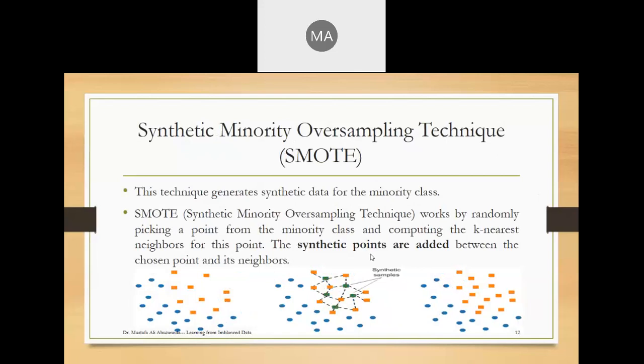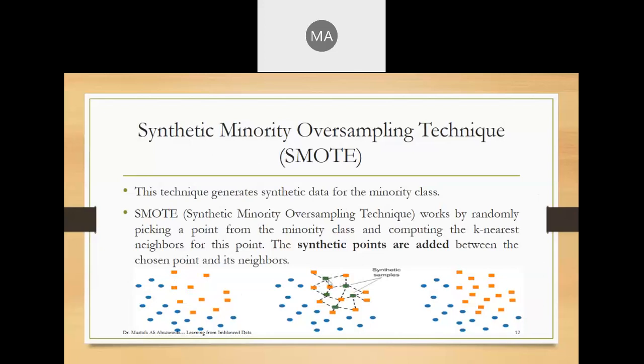The other one, the fourth one, we call it SMOTE, the synthetic minority oversampling technique. This technique works by randomly picking a point from the minority class and computing the k-nearest neighbors for this point. Now, for example, we have this scenario. The minority class is the orange class, right? So we generate a new case belonging to this minority class.